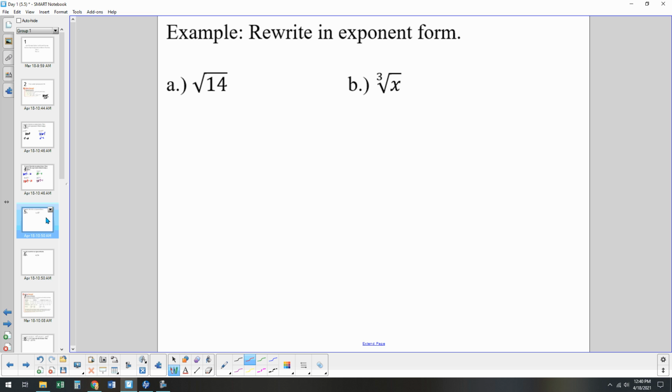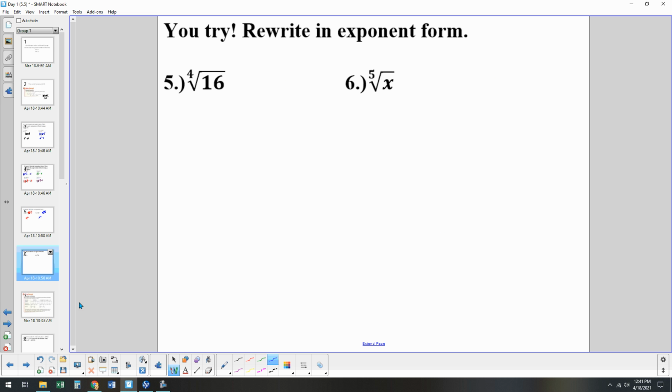We could also do the reverse. We can rewrite it into exponent form. So here, my root is 2, and my power, the thing I'm raising it to, is just 1. So this is going to be 14 to the 1/2 exponent. For B, my power is 1. It's not being raised to anything. And my root is 3. So that means it's going to be x to the 1/3 power. So you go ahead and try these, pause it, and you can check your answer.